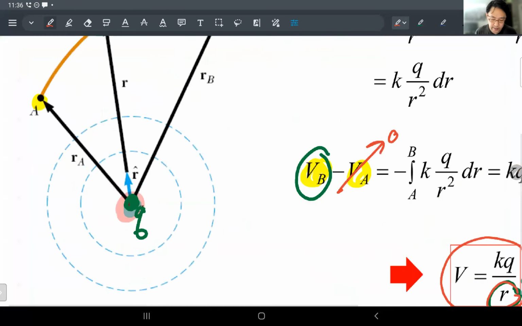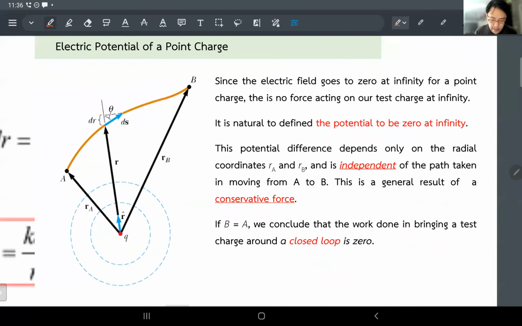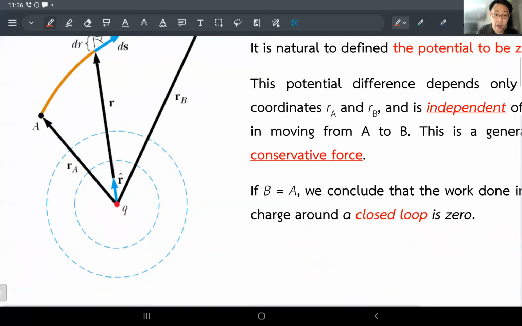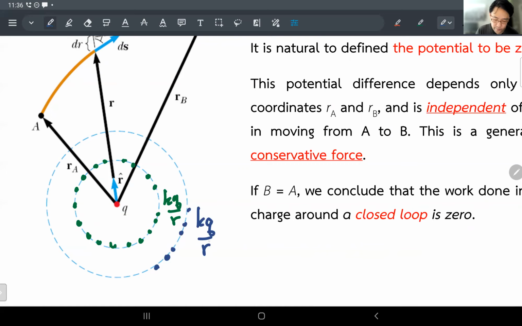You guys come back here a little bit. So now you are at some location away from point R. That means as long as you stay at the same radius from that point charge, you are sharing the same potential. KQ over R. You guys with me? And if you want to move to a new R, that's when you're going to get another value of potential.